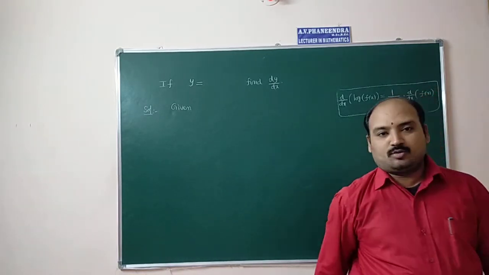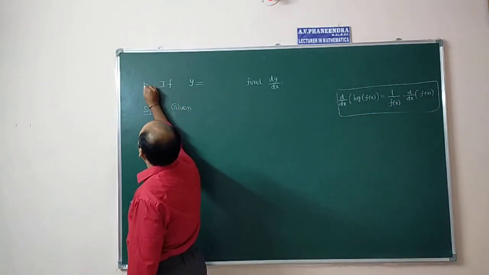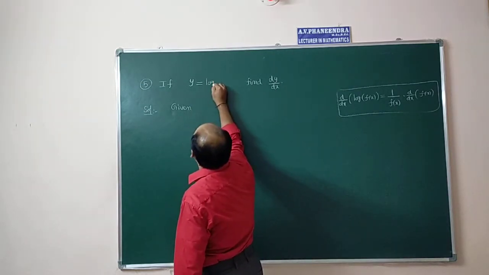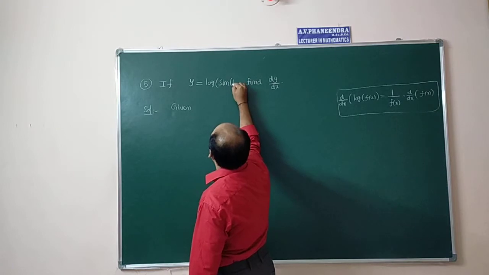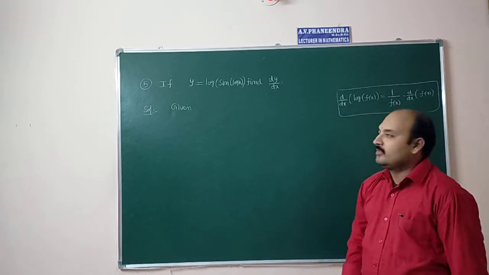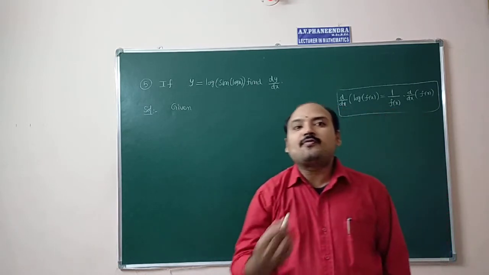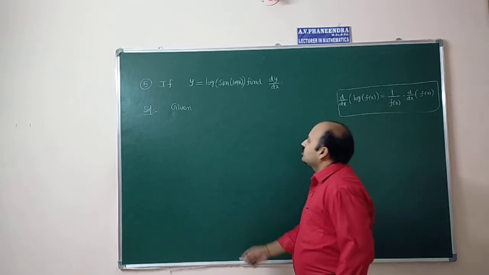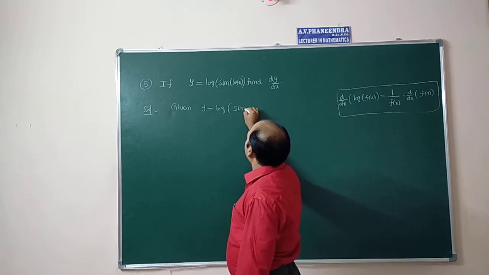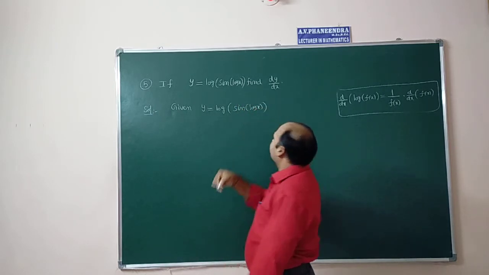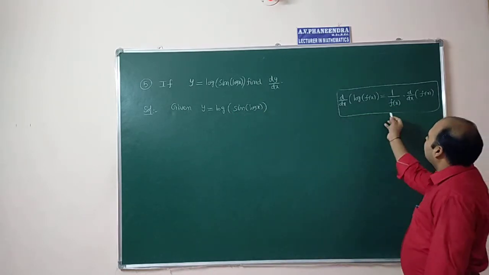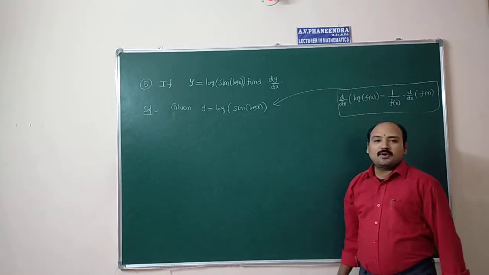We take the next question, question number 5. If y equals log of sin of log x, find dy by dx. So first, given y equal to log of sin of log x. This is completely f of x. Again you have to apply the same formula. We can apply this step.